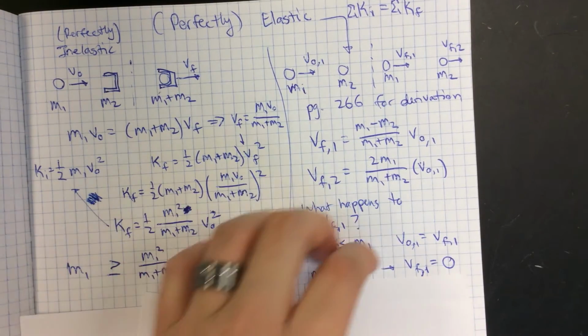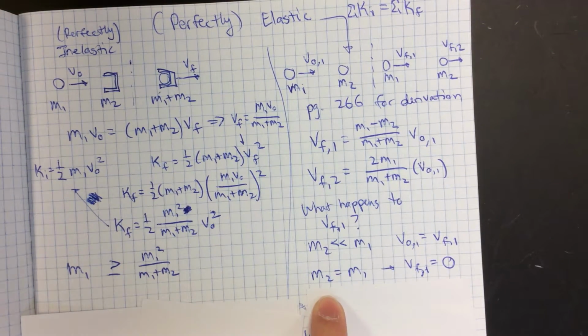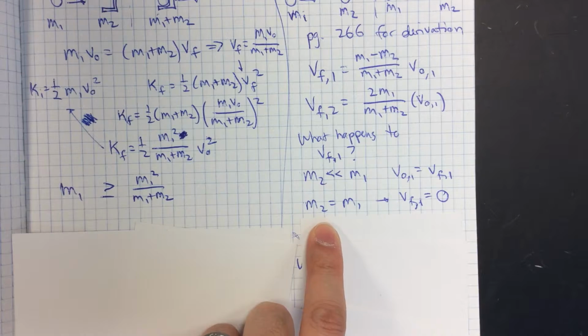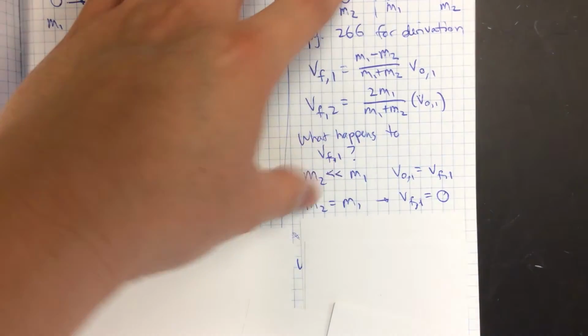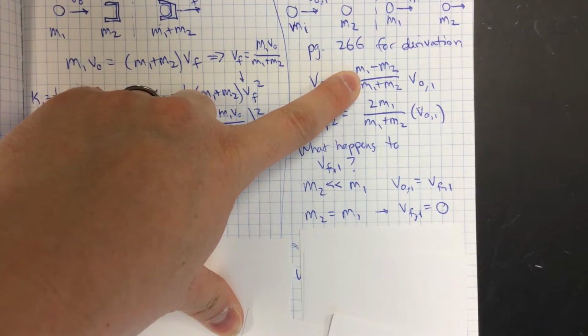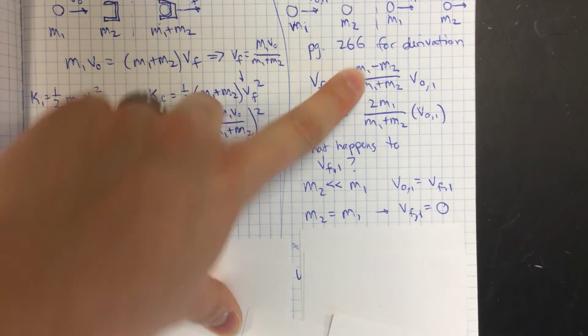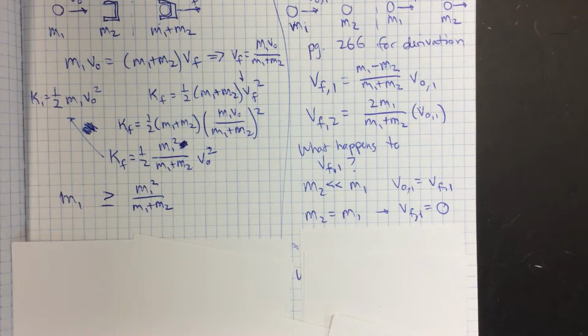What if they're the same mass? So this would be like two billiard balls. One billiard ball runs into the other. What happens when M1 equals M2? M1 minus M2 equals 0. So what you have is, you see Newton's balls where they kind of go like this? That's exactly what's happening. You have a perfect transfer of momentum and energy from one object to the next.